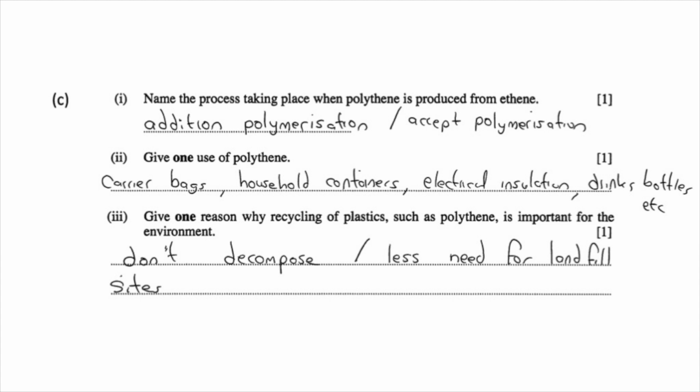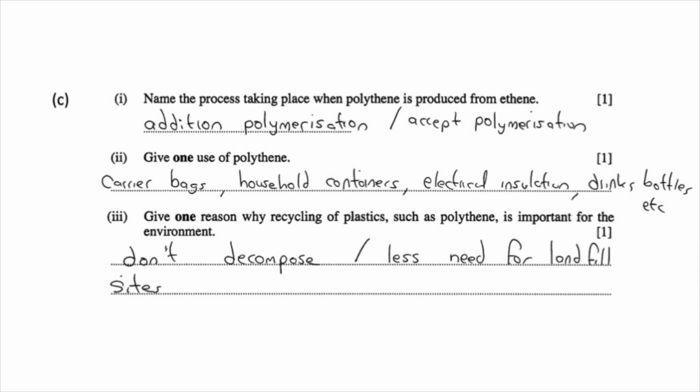And then for part 3, it says give 1 reason why recycling a plastic such as polythene is important for the environment. Now if you said that they don't decompose, they're not biodegradable, and therefore there's less need for landfill sites if you recycle, that would get you the mark.